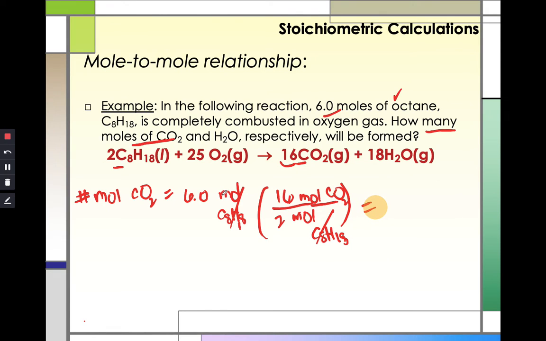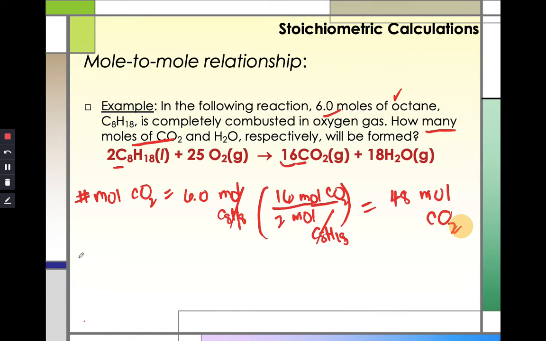So we carry out the operation. That's 6 times 16 divided by 2. We end up with the answer of 48 moles of carbon dioxide. Meaning to say, if we have 6 moles of octane, upon complete combustion, we will be able to release 48 moles of carbon dioxide. That's practically a big number. That's why we have to keep track of our carbon dioxide emissions.